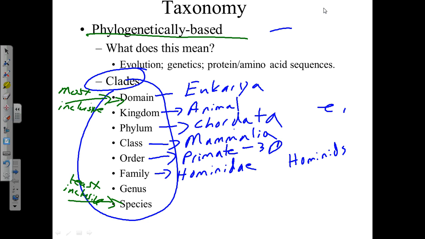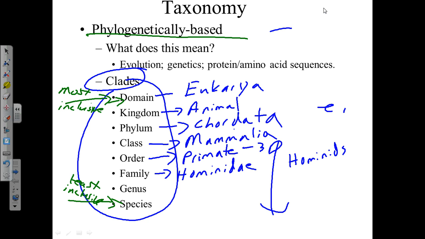To be in these groups down here, first you have to be where? You got to be in all the same groups up top. A bear is a eukaryote. A bear is an animal. A bear is a chordate. A bear is a mammal. A bear is not a primate. Therefore, a bear cannot be a hominid.